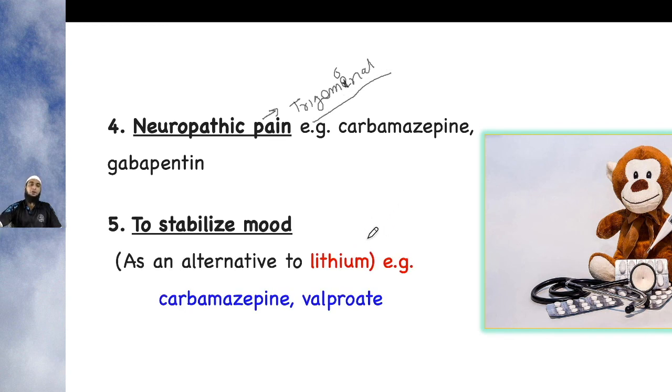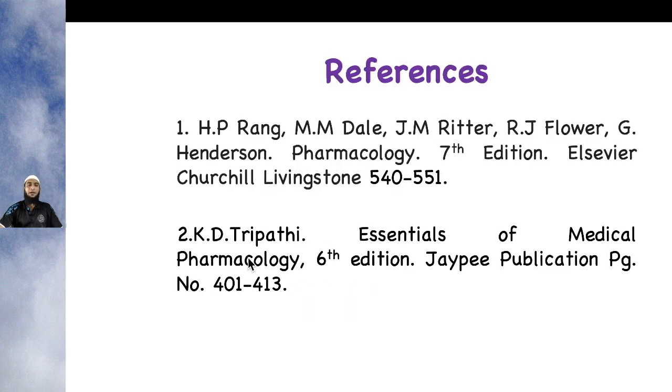We can also use it for stabilizing the mood. This is needed in case of bipolar disorder, where mood swings from depression to mania and from mania to depression. To stabilize the mood of such patients, you can use anticonvulsant drugs like carbamazepine and valproate. But remember that the primary drug for the treatment of mood swings or bipolar disorder is lithium. But if the patient shows very severe side effects to lithium, then as an alternative you can use carbamazepine and valproate as a mood stabilizing agent. So this is all about anticonvulsant drugs and their uses.